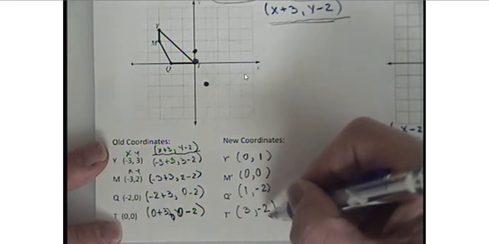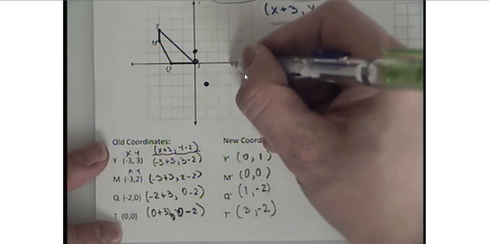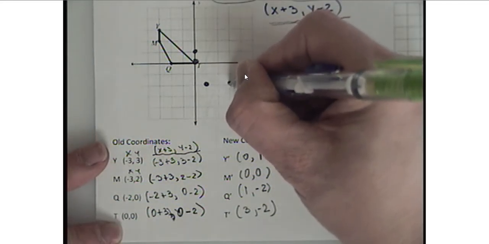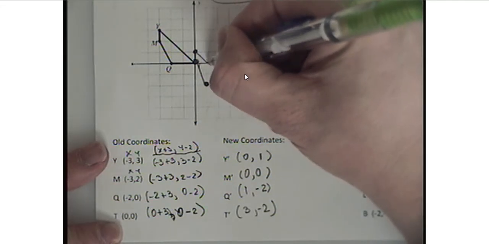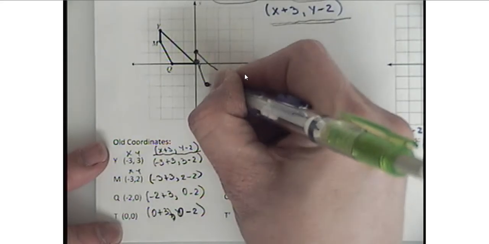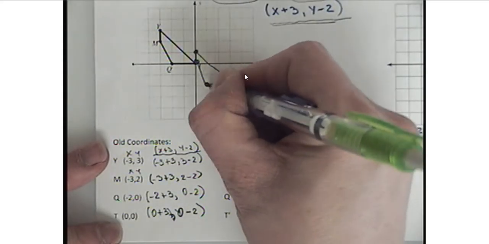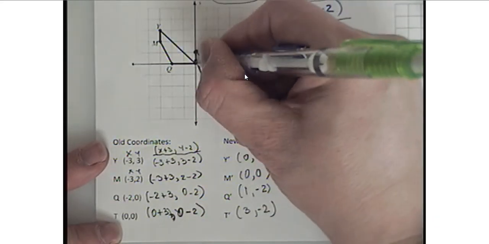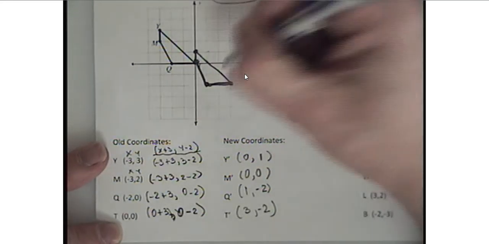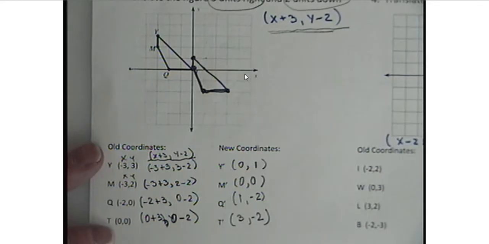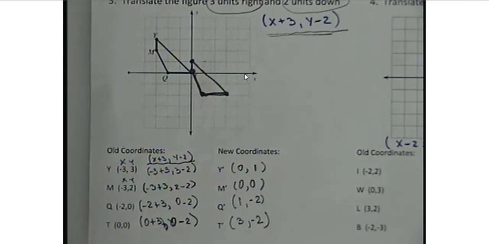Then we have 3 and negative 2. So if I connect all those points, this is what the image is gonna look like. So the new image that was translated 3 units to the right and 2 units down, the new location will be right there. And with this, we will be done with the first example.